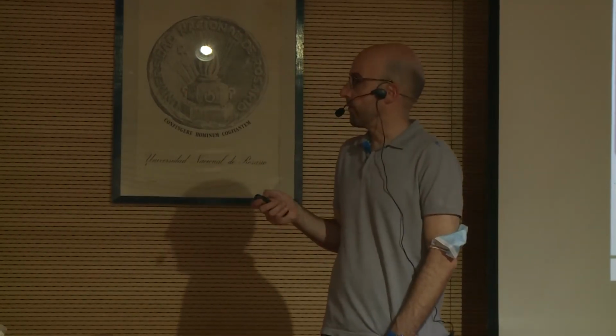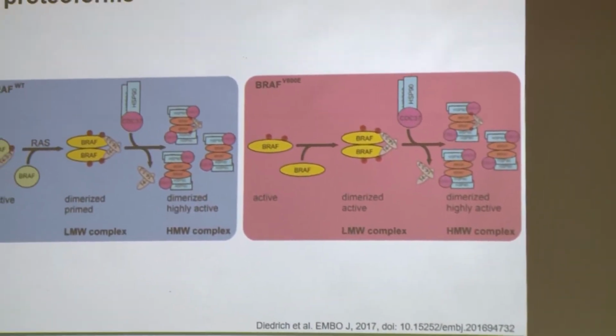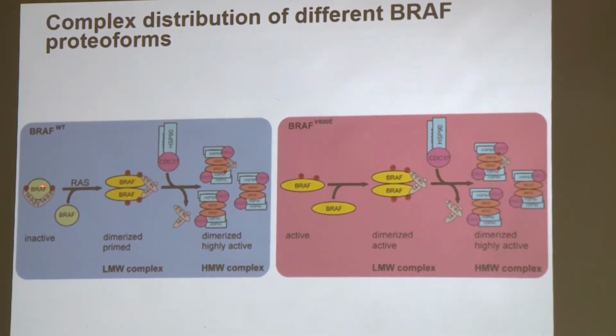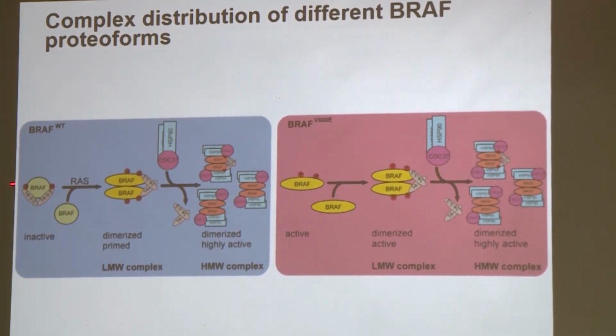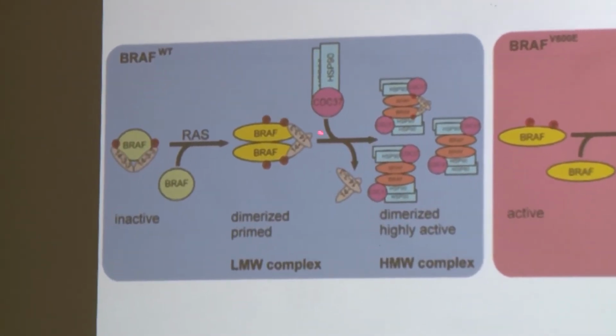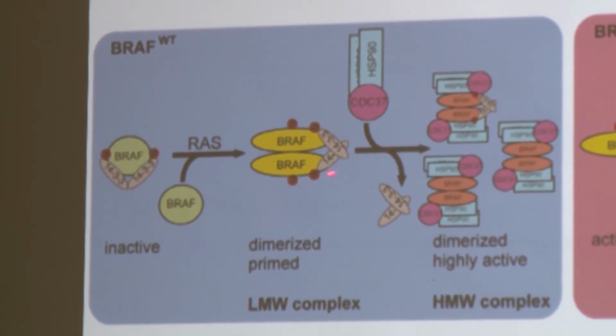So and then as a model, basically we saw that under wild type BRAF conditions, BRAF has to get activated by RAS, so these negative phosphorylation sites have to be removed in the long run, and we have this low molecular weight complex, which is less active.